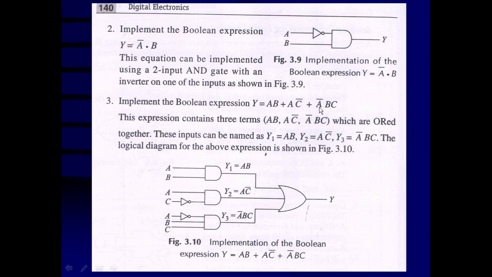And third term a bar bc. So a bar can be obtained by complementing a by inverter. We will be having input a bar, second input is going to be b, and third input is going to be c, and output of this AND gate y3 is going to be a bar b c. And that means for this OR gate there will be three inputs y1 or y2 or y3. That means this Boolean expression is represented in terms of the logic circuit. It is implemented in terms of the logic circuit.